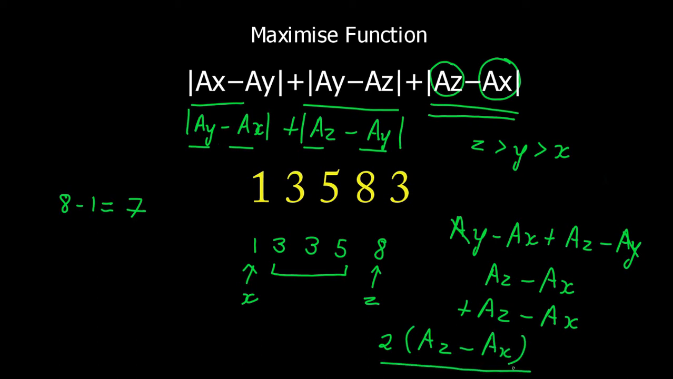So all we are required to do is to find the maximum element in the array and the minimum element in the array, and then multiply that difference by 2, and that will be my answer. So in this case, 8 minus 1 is 7, multiplied by 2, which is equal to 14. So 14 is the answer for this array.